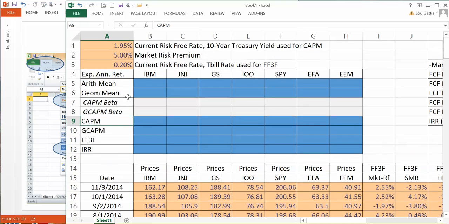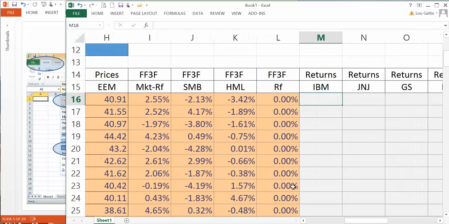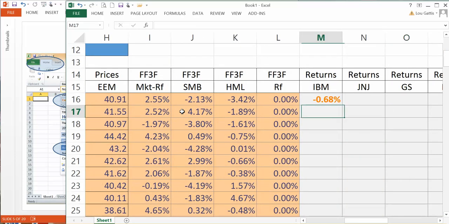So for these stocks, I want to first calculate an arithmetic average return over this period. So if I go to the little area of the spreadsheet right here, as IBM Returns, I'm just going to put in equals, open parentheses, the November price minus the October price divided by the October price. So that's P1 minus P0 over P0, your percent change formula. And that'll tell me that IBM's return in November of 2014 was negative 68 basis points.